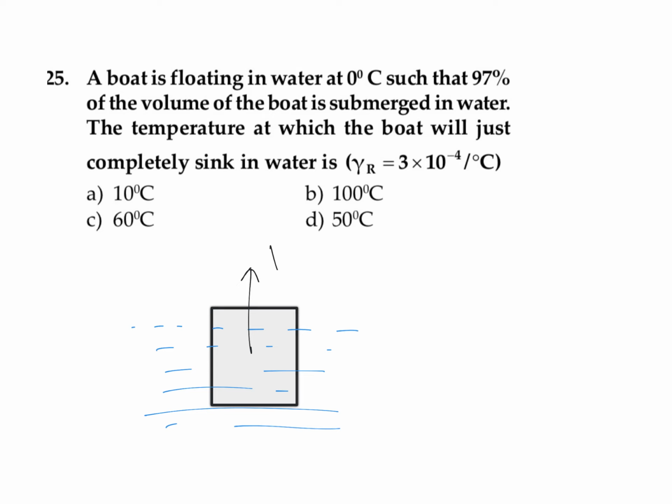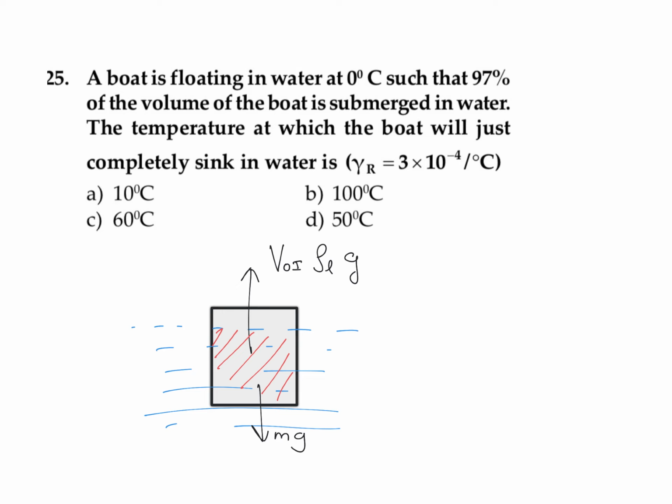The equation for that buoyant force is volume of object inside the liquid times density of liquid times acceleration due to gravity, and the weight of this object, mg, is acting in the downward direction. So in this question it is given that the boat is floating in water at 0 degrees Celsius such that 97% of the volume of the boat is submerged in water.